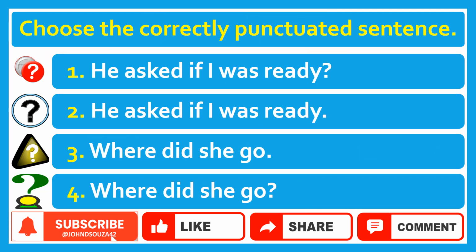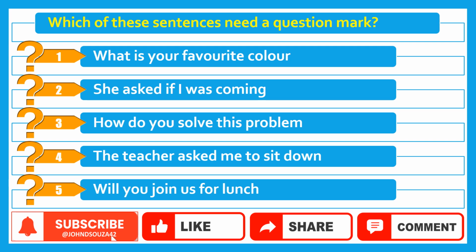Distinguishing between sentences that need a question mark. Sentences 2 and 4 are correctly punctuated. Identifying sentences that require a question mark. Sentences 2, 3, and 5 require question marks. 2 and 4 are indirect questions which do not require one.